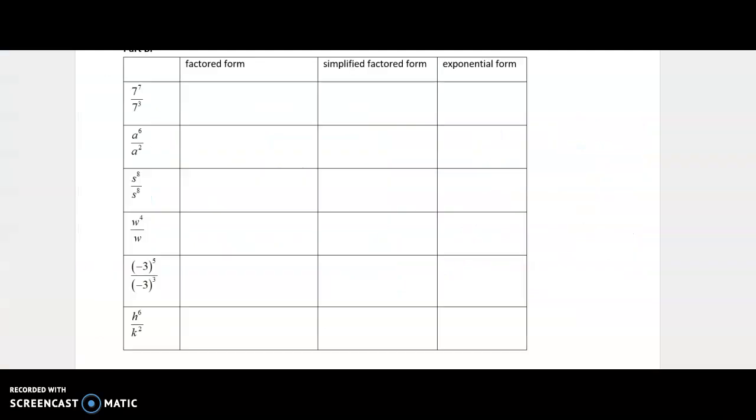We're going to go through a similar activity. This time we have division problems. We have 7 to the 7th over 7 to the 3rd. Write that out the long way. You can see here I have a factor of 7 in the numerator and denominator, 3 of them actually. So I can simplify this as 7 times 7 times 7 times 7. The simplified exponential form would be 7 to the 4th, since there's 4 factors of 7.